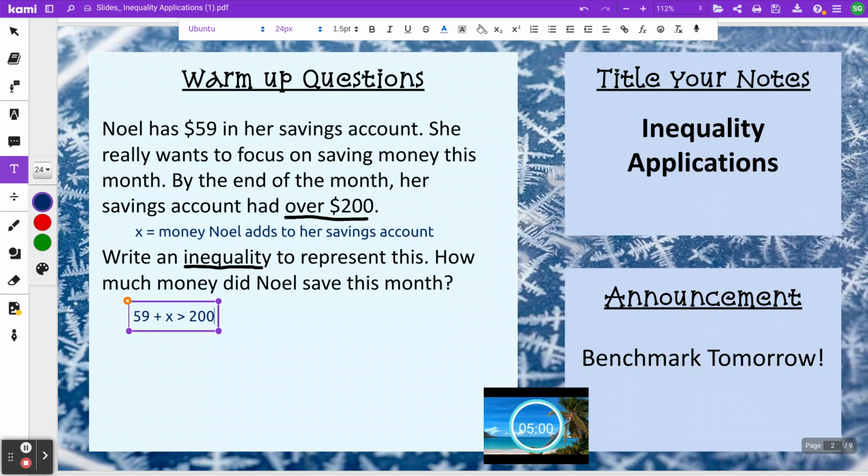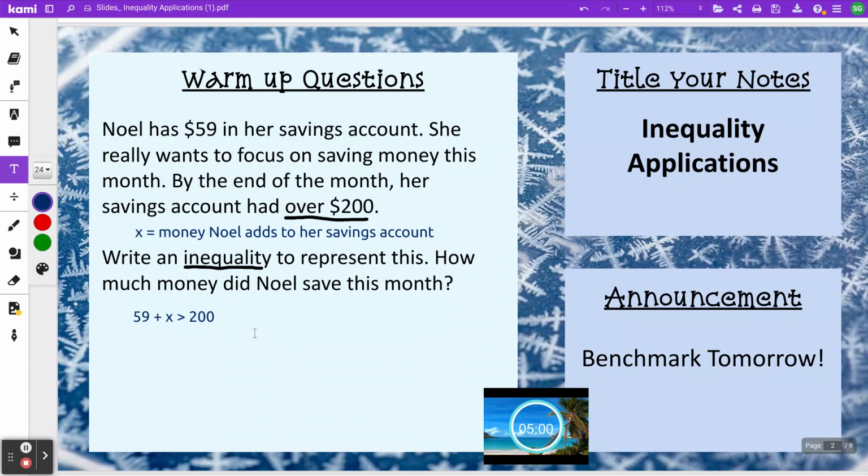Just a reminder, when you're writing inequalities, same as equations, we're not putting words or symbols like dollar signs in them. This right here would be what our inequality looks like. The second part of the question, how much money did Noelle save this month? To answer that, we're just going to solve our inequality.